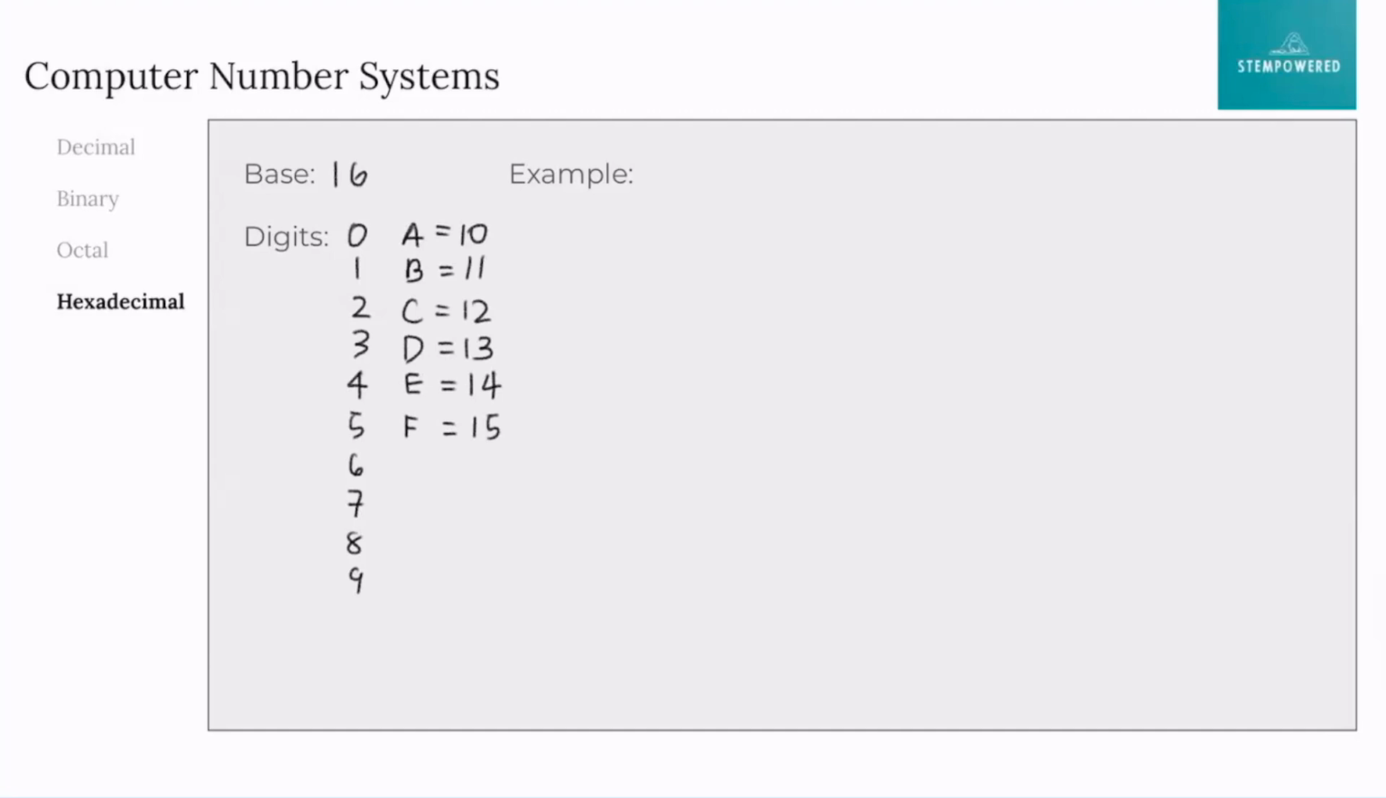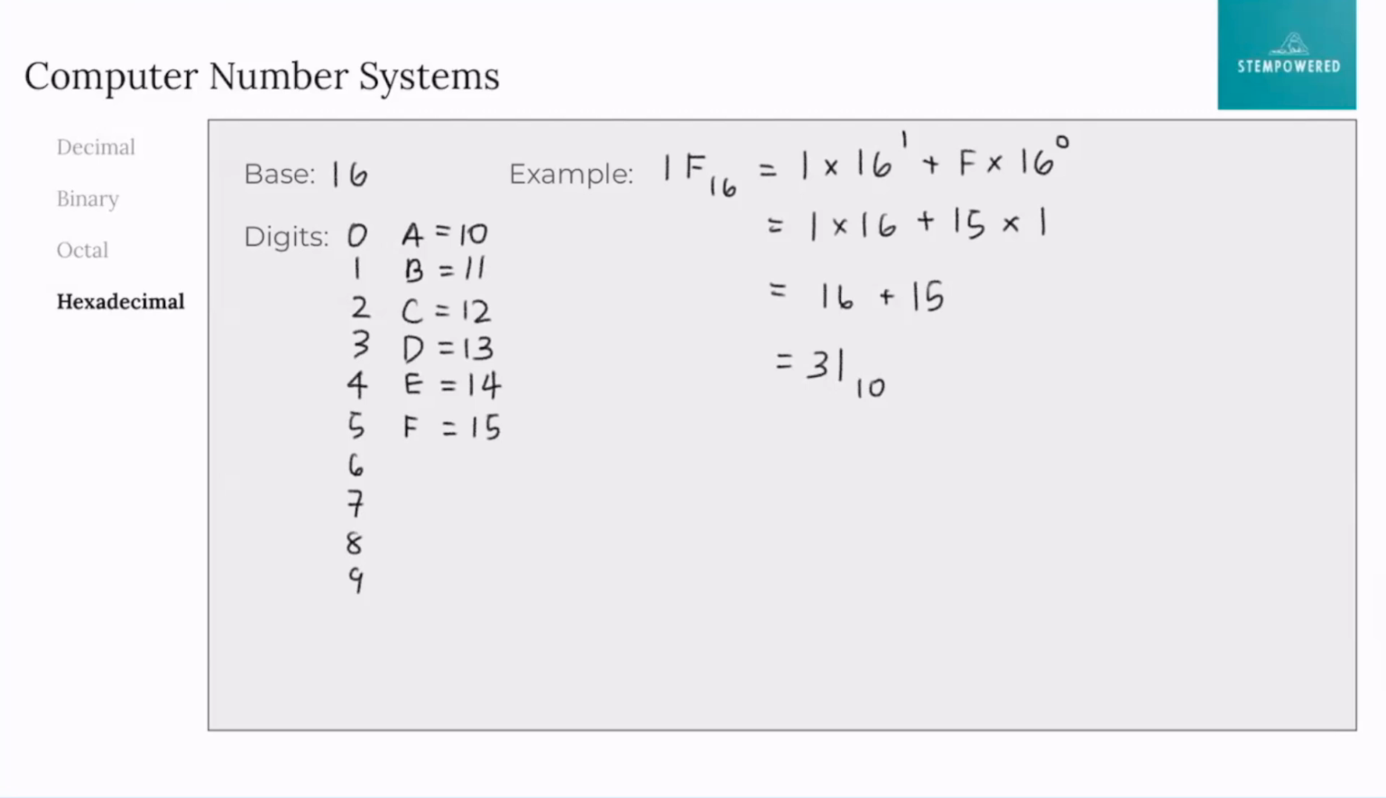So let's try this example with 1F. This is going to be in base 16, which means it's hexadecimal. Let's break this down into powers of 16. We have 1 times 16 to the power of 1 plus F times 16 to the power of 0. We have 1 times 16 here plus, what is F? F is 15. 15 times 1. Okay, we have 16 plus 15, which is equal to 31. This is in decimal. So 1F in hexadecimal is actually 31 in decimal.